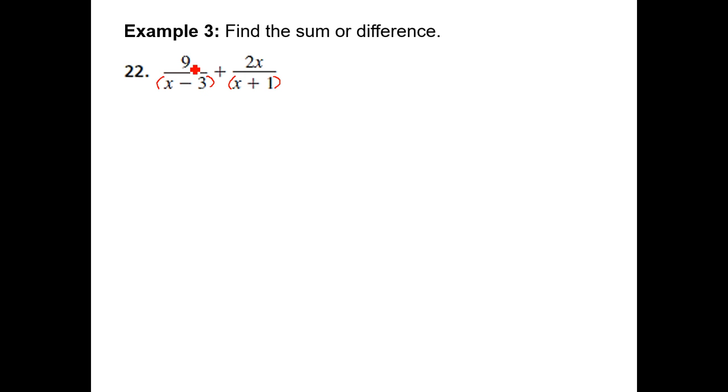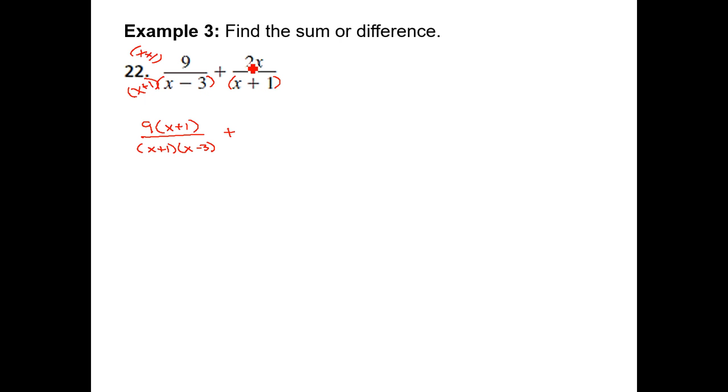So here, this fraction right here, its denominator is only x minus 3. I need to multiply in this x plus 1. And I can't just multiply it into the denominator. I have to multiply top and bottom by x plus 1. Otherwise, it's changing that fraction's value. So that fraction becomes 9 times x plus 1 all over x plus 1 times x minus 3.